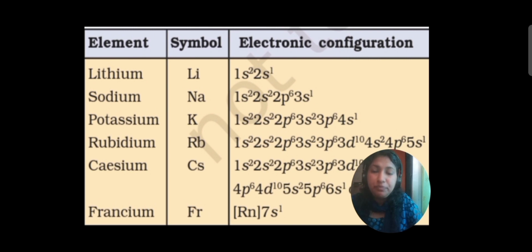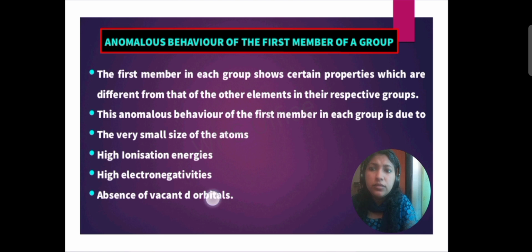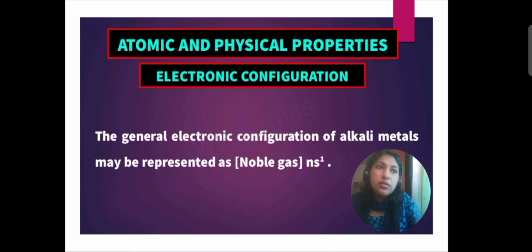Similarly, sodium has 11 electrons: 1s2, 2s2, 2p6, 3s1. Instead of 1s2, 2s2, 2p6, which is 10 electrons, we can write the noble gas neon in square brackets, and after that 3s1. Then potassium: the preceding noble gas is argon, 1s2, 2s2, 2p6, 3s2, 3p6, which is the argon configuration with atomic number 18. So we can write argon in square brackets, after that 4s1. Rubidium, cesium and francium can be written similarly. That's the general electronic configuration of alkali metals using the noble gas configuration.